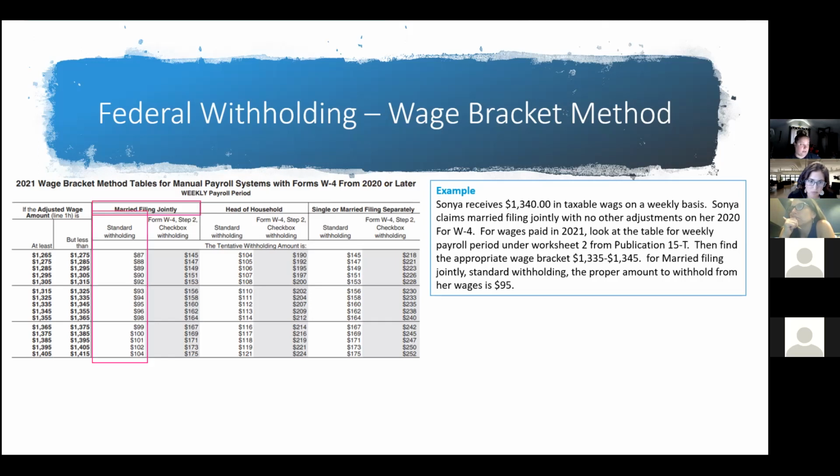So we look at this table, we find where she fits. She claimed married filing jointly, and the standard withholding applies to her because it doesn't say that she has the checkbox in step 2 checked. So we're looking at the standard withholding. We find her wage bracket and we get that to be 95.